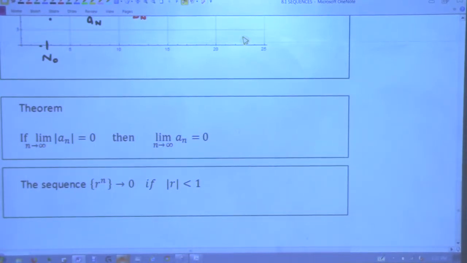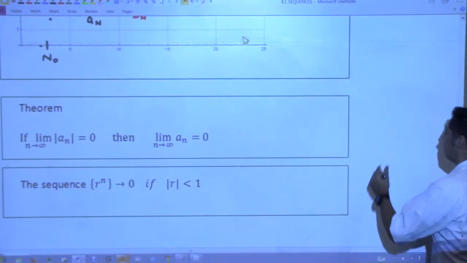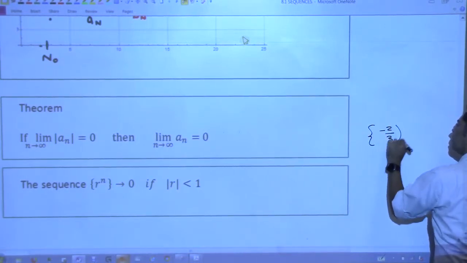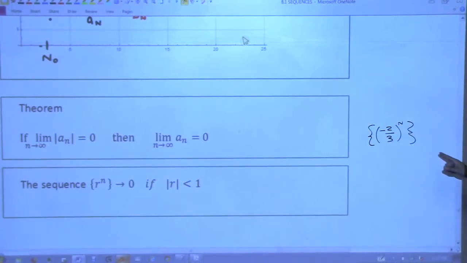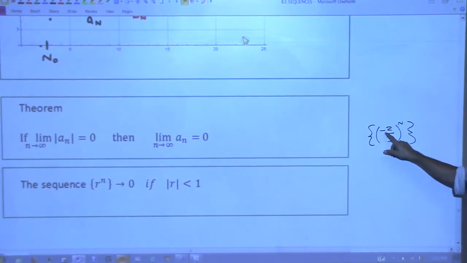You mean a fraction, not a negative number, right? So is that why you say absolute value? Because a negative number will still converge, as long as the absolute value of it is less than 1. So if you looked at this sequence right here, -2/3 to the nth power, and you say, does that converge? You'd say yes. Converges because the absolute value of this is less than 1.